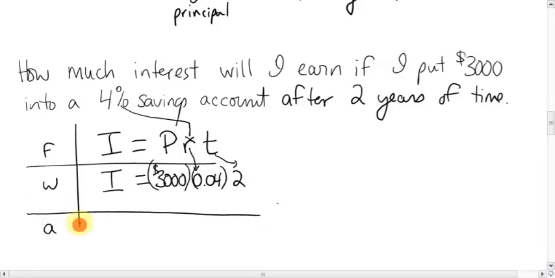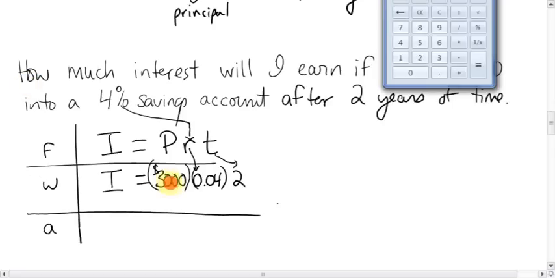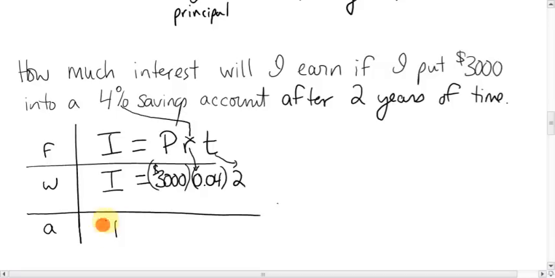My answer, I'm just going to have to punch it into a calculator. I'll bring it up this time. 3,000, that's 3, 1, 2, 3 zeros, times 0.04. I'd press the equal sign after every pair of things. Times 2, times 2. And it's $240 interest. So my answer for interest is $240. That's how much free money I get to have just for giving my $3,000 to the bank after 2 years.